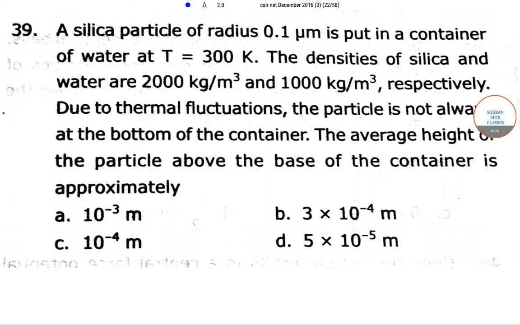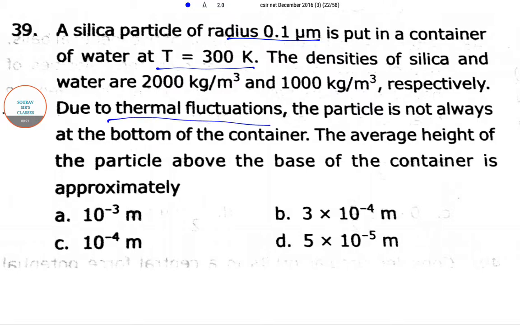Here the topic is CSIR NET question. Here the question is, a silica particle of radius 0.1 micrometer is put in a container of water. T is equal to 300 degree Kelvin. Because of thermal fluctuation, the particle is not always at the bottom of the container.